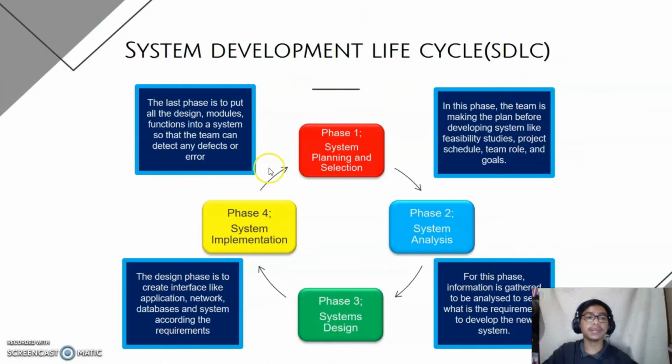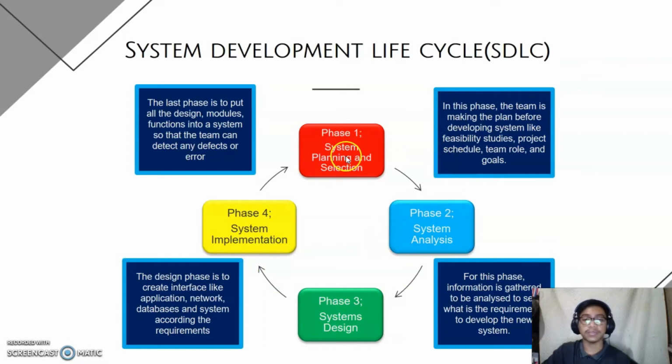So the next part is the System Development Lifecycle, or called SDLC. In SDLC, there are four main phases. The first phase is System Planning and Selection. The second phase is System Analysis. The third phase is System Design. And lastly is System Implementation.